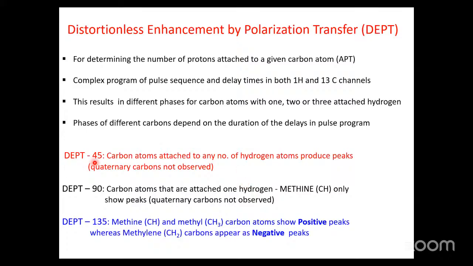In DEPT 45, all carbons will give the signal except quaternary. While in DEPT 90, you will get only methine carbon. While in DEPT 135, you will get methine and methyl positive and methylene will be negative.